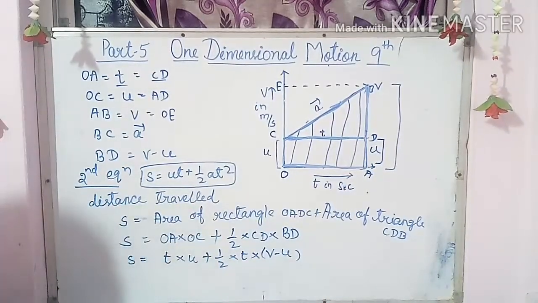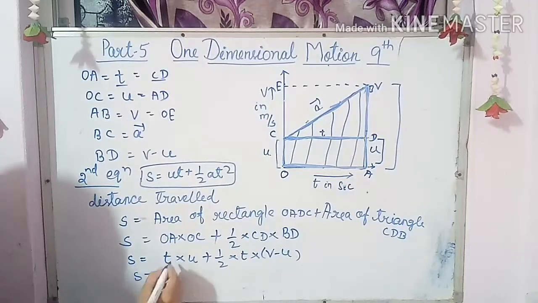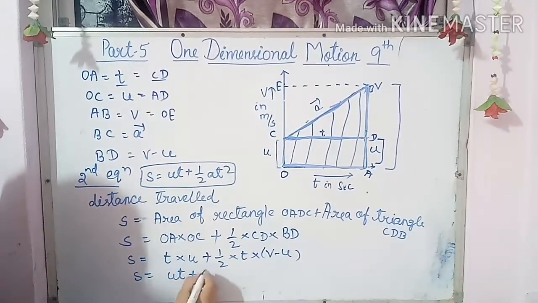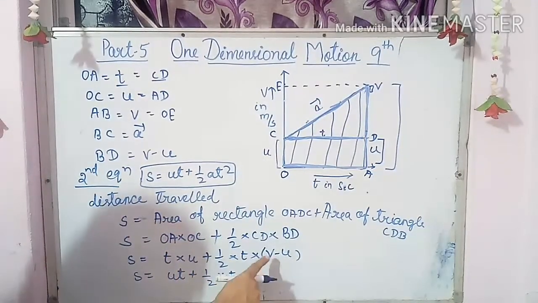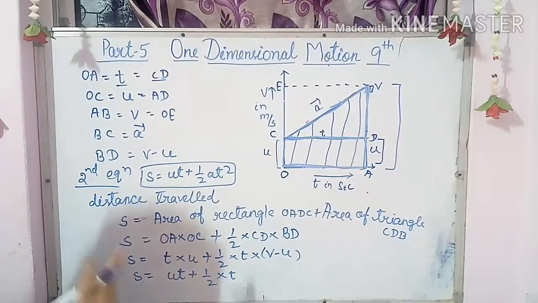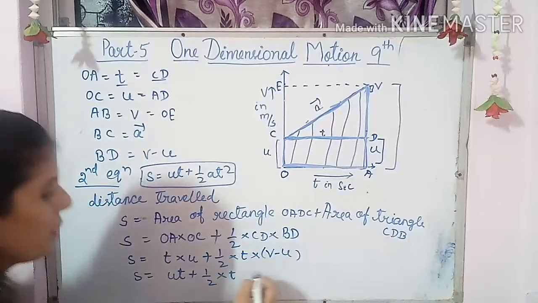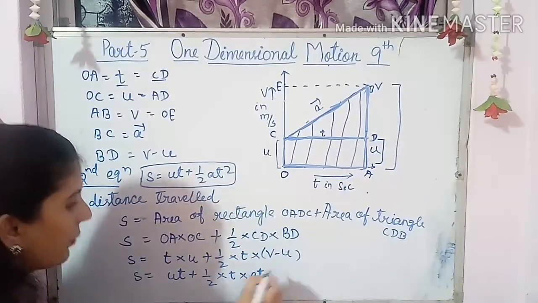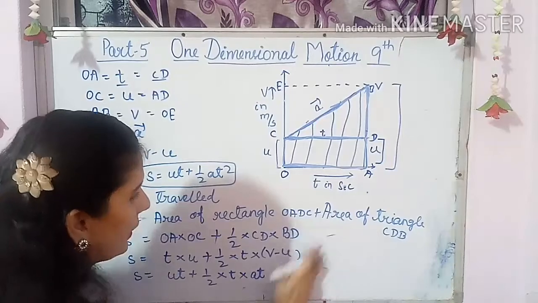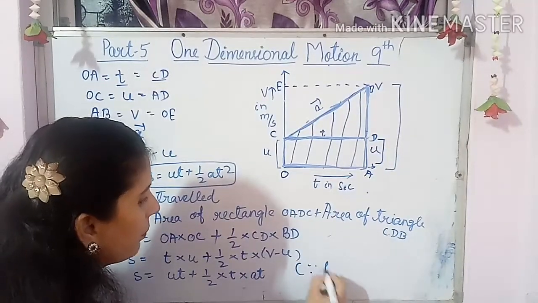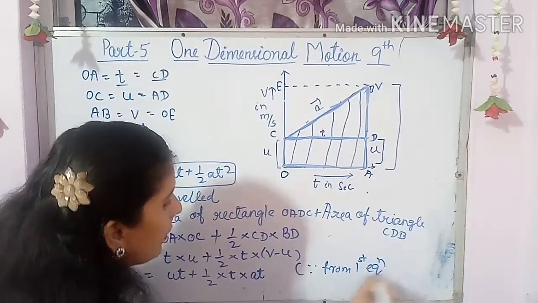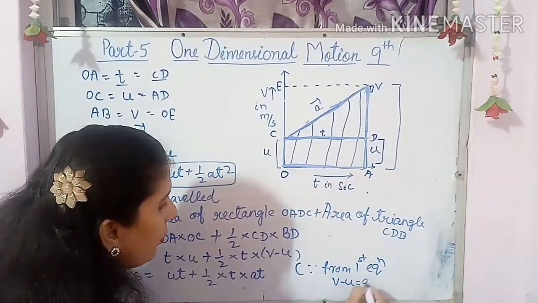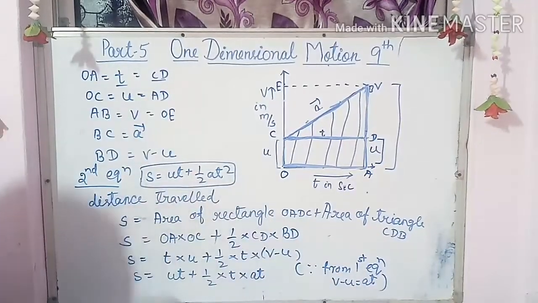You have to put like this. Now children, S equal to UT plus half into T, and you have to remember the value of V minus U from the first equation of motion. There we have already got V minus U equal to AT. Already I got it. So you have to write here, since from the first equation V minus U equal to AT, there only we got. Now put the values.